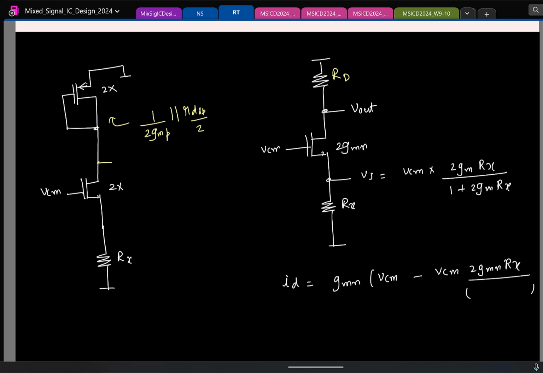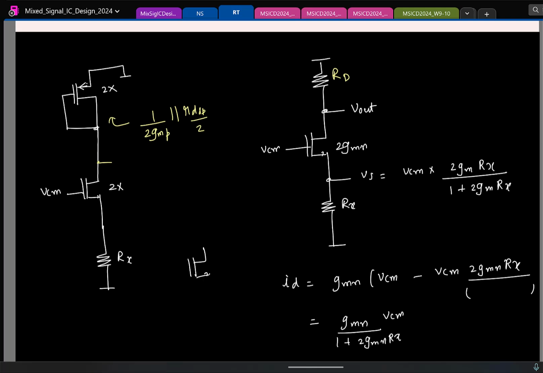You simplify this, you should get, what do you get? GMN by... So does this expression sound familiar to you? GM by 1 plus GMR times the input seems to be the drain current. Have you seen this somewhere in the course before? You saw realizing a voltage controlled current source using a transistor, yeah.